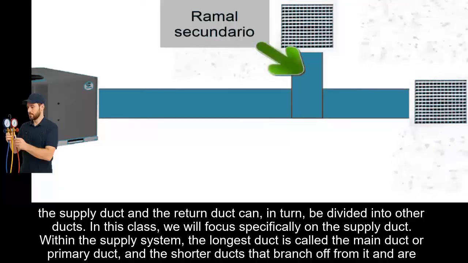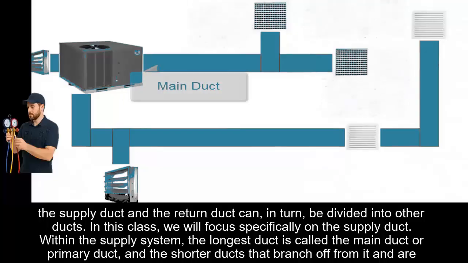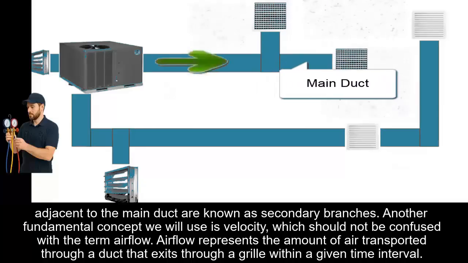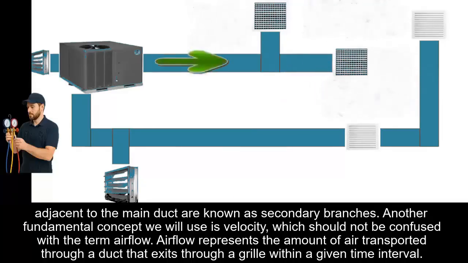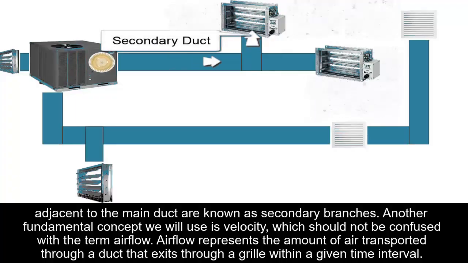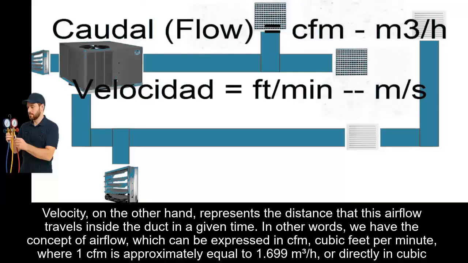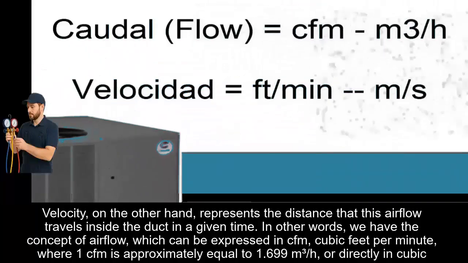Within the supply system, the longest duct is called the main duct or primary duct, and the shorter ducts that branch off from it and are adjacent to the main duct are known as secondary branches. Another fundamental concept we will use is velocity, which should not be confused with the term airflow. Airflow represents the amount of air transported through a duct that exits through a grill within a given time interval. Velocity, on the other hand, represents the distance that this airflow travels inside the duct in a given time.